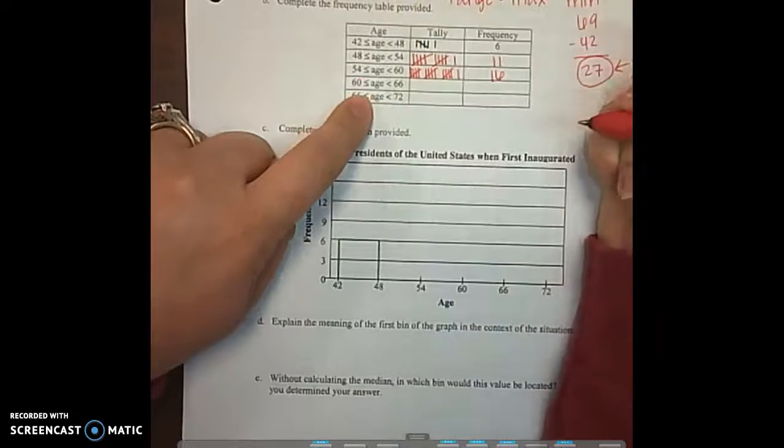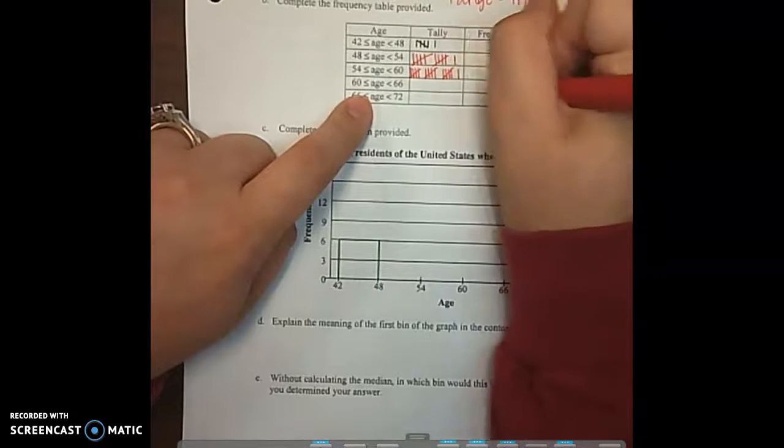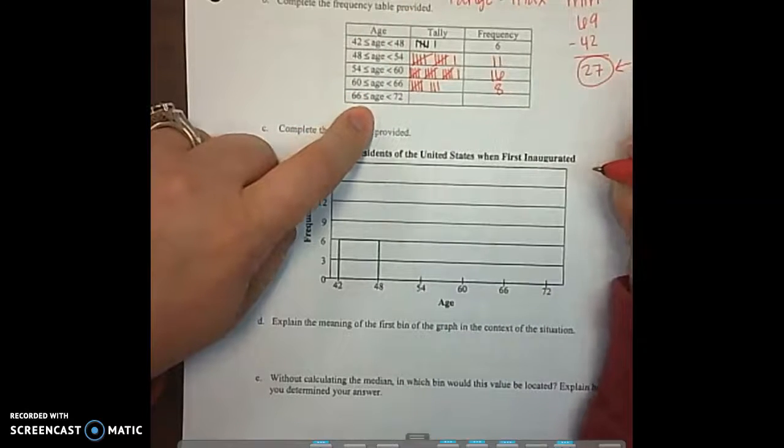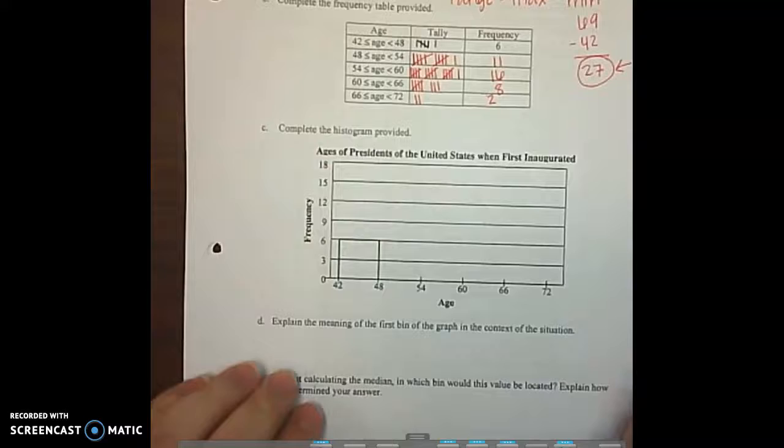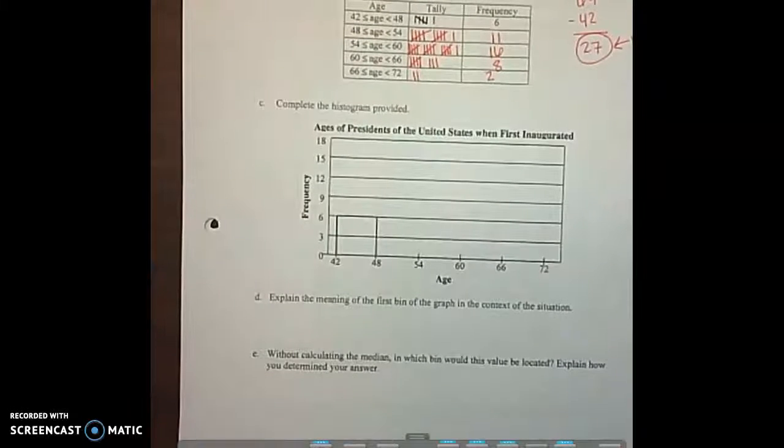So 1, 2, 3, 4, 5. 1, 2, 3, 4, 5. 1, 2, 3, 4, 5. 1. From 60 to 66, there are 8. 1, 2, 3, 4, 5. 1, 2, 3. And then from 66 to 72, there are 2. All right, so we have completed the frequency data table.